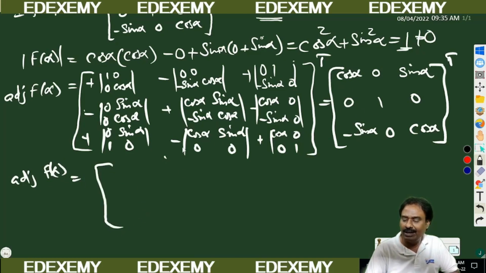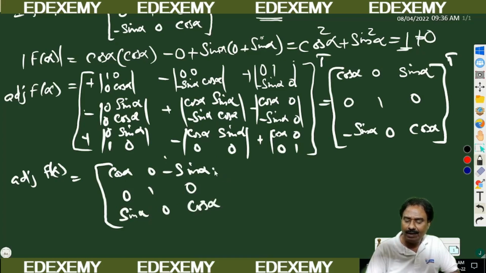Cos alpha 0 minus sin alpha, you write it as a row. Cos alpha 0 minus sin alpha as a row. Okay, the next column you write it as the next row, 0 1 0. The next one is sin alpha 0 cos alpha. This is the adjoint of f of alpha. Now we will find the inverse of A.